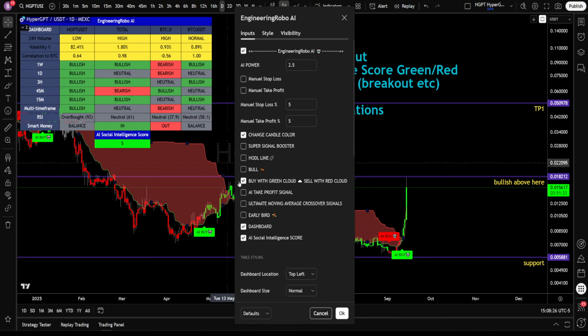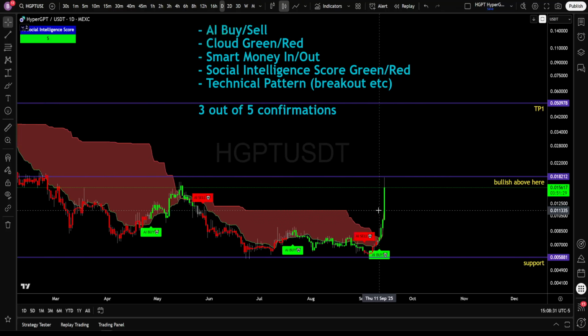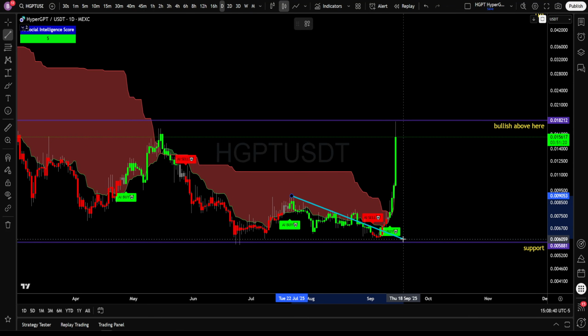So we don't really need this necessarily, but it is another thing that you can use. One of the other things that you can use is if you're comfortable with charting, you could put a downtrend line right here.